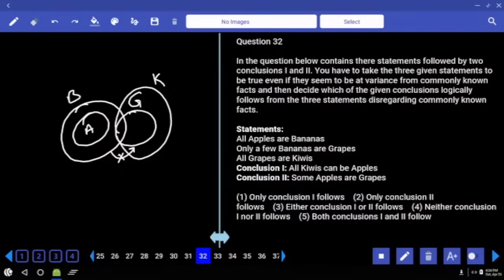Then false. Why is it false? All kiwis are apples means apple is here. Then apple is at this place. All kiwis are apples, possible or not possible? How is it possible? Kiwi is here. And if kiwi is here, grape will also be here. Can we draw like this? Is it possible to draw like this? Why is it no?